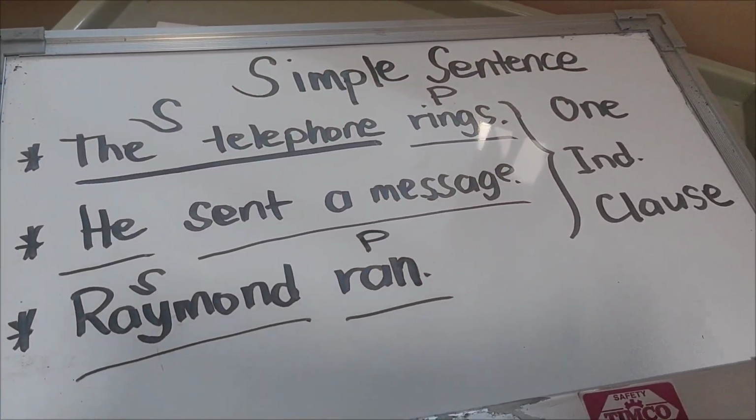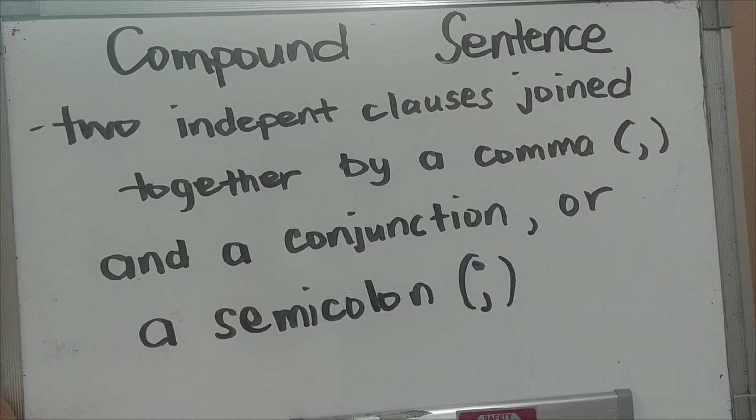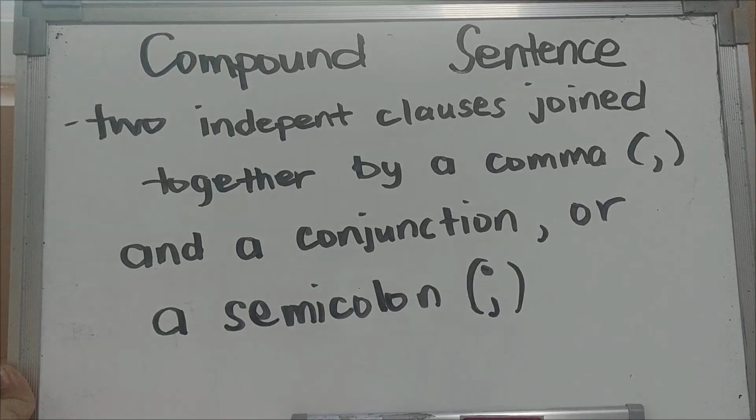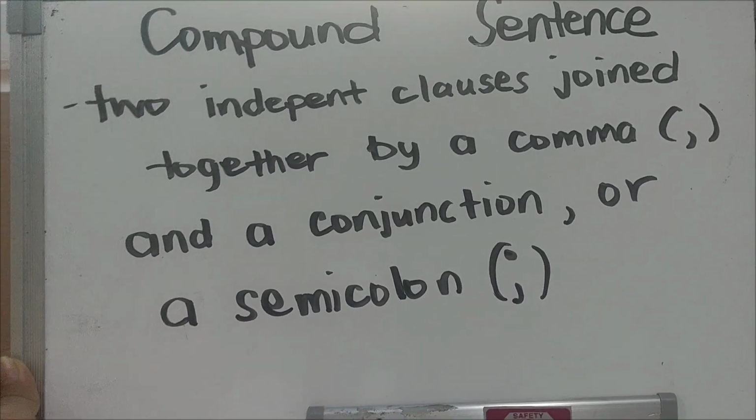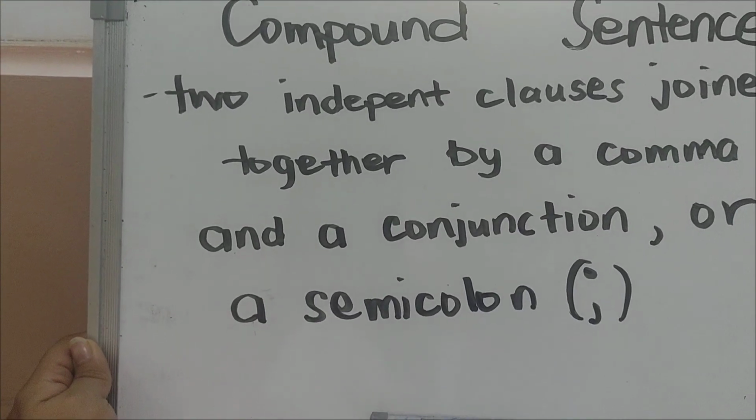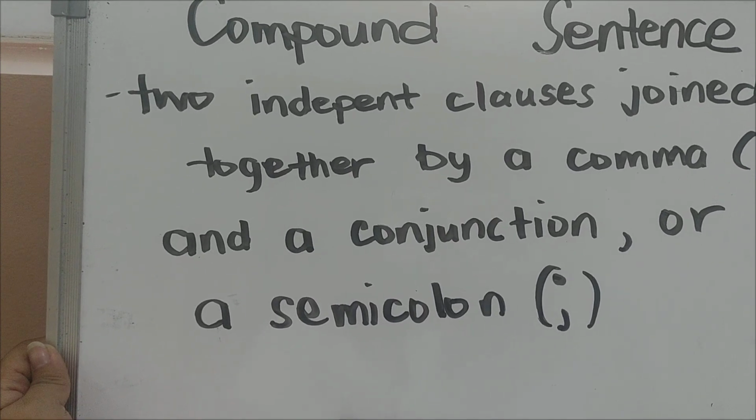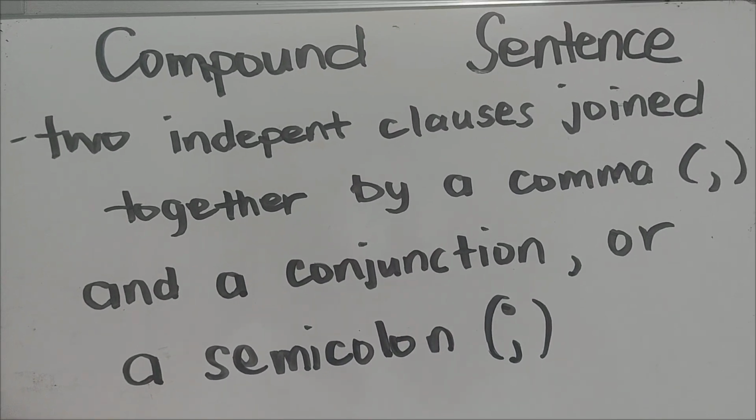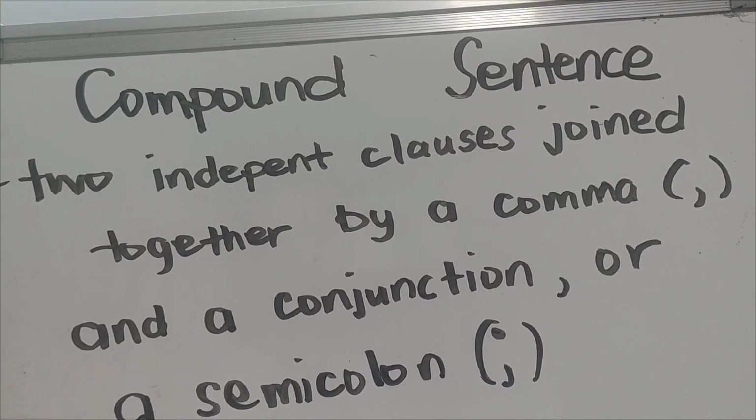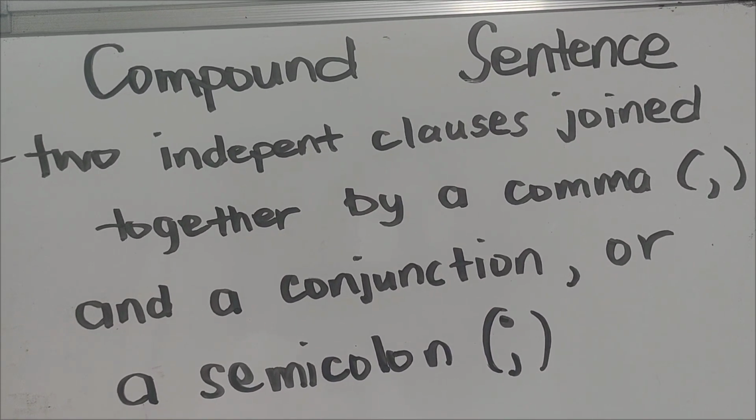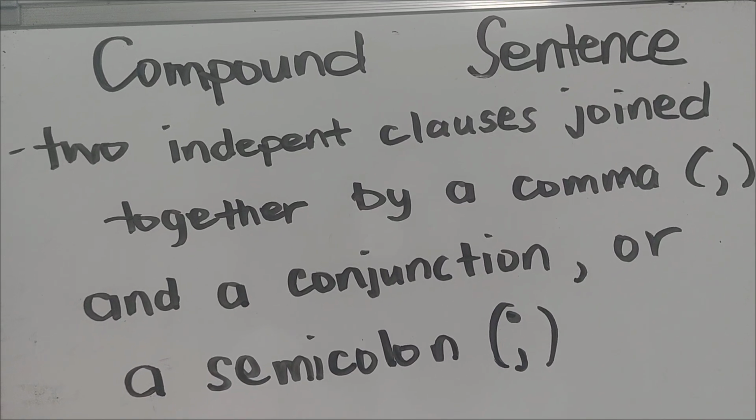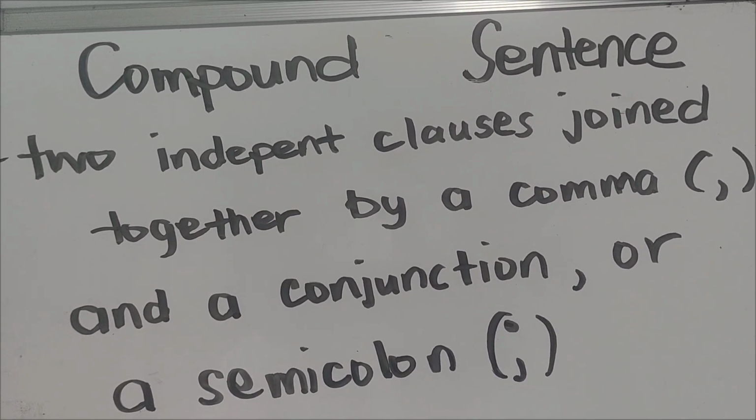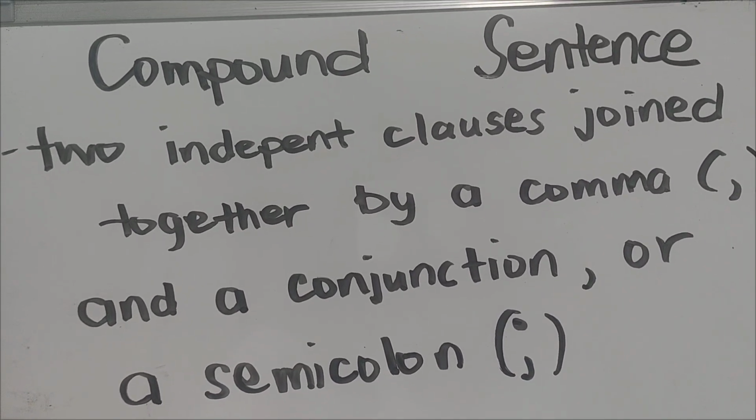Right. So very easy. For the second variety of a sentence, we call that the compound sentence. So this time, you have 2 independent clauses and you join them together by either, so there are 2 ways, putting a comma and a conjunction to connect the clauses together, or you use a semicolon, however you want to pronounce that. Okay, so let's see that.